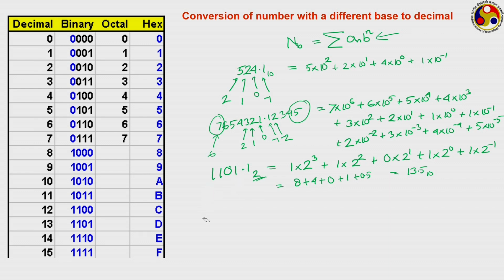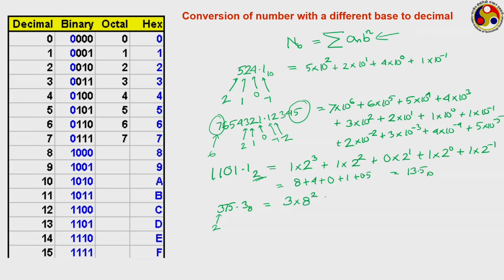Let us try the same with an octal number. Let us say we have 375.3 in octal base. So, what will it be? We now know that we have 0, 1 and 2, the most significant digit is having weightage of 2. So, we have 3 into the base, it is octal.